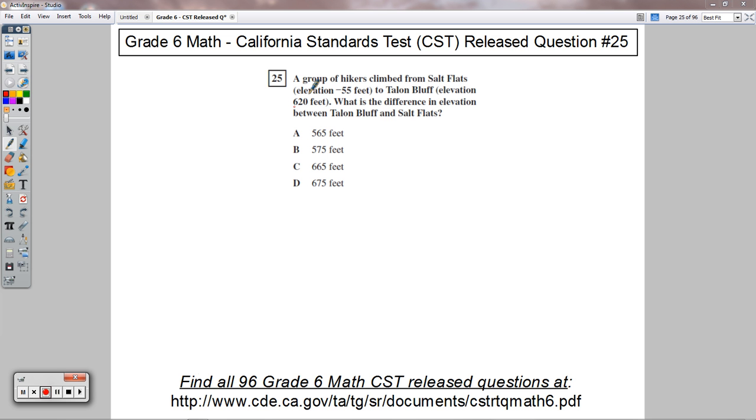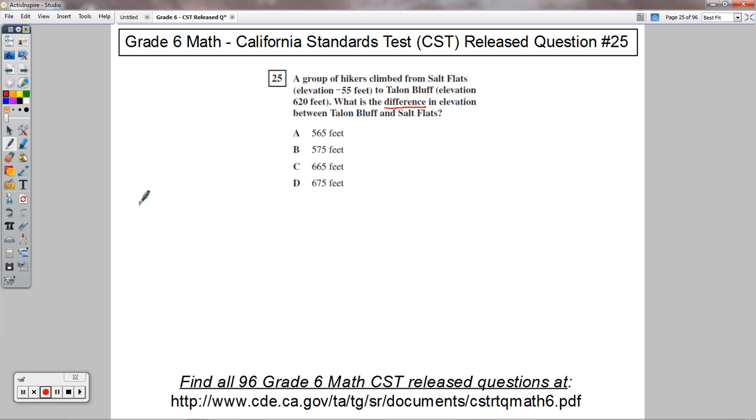Welcome to question 25. It says a group of hikers climb from Salt Flats, where the elevation is negative 55 feet, to Talon Bluff, the elevation 620 feet. What is the difference in elevation between Talon Bluff and Salt Flats? So difference in elevation, we're going to be thinking subtracting the elevations of these things.